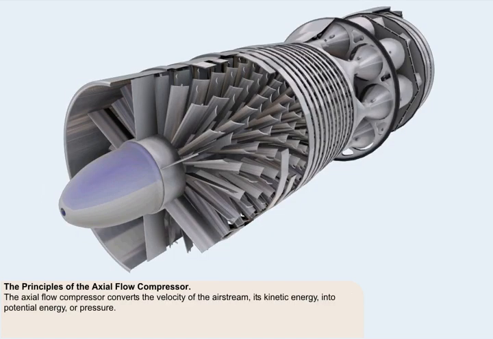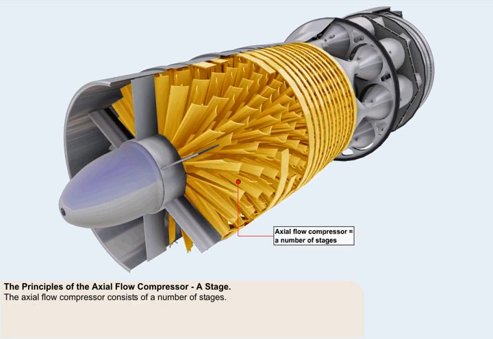We'll now examine the principles of the axial flow compressor, which are basically the same as those of the centrifugal flow compressor. The axial flow compressor converts the velocity of the airstream, its kinetic energy, into potential energy or pressure. The means which it uses to achieve this conversion are, however, different to those used in the centrifugal compressor. The axial flow compressor, an example of which is shown here, consists of a number of stages.